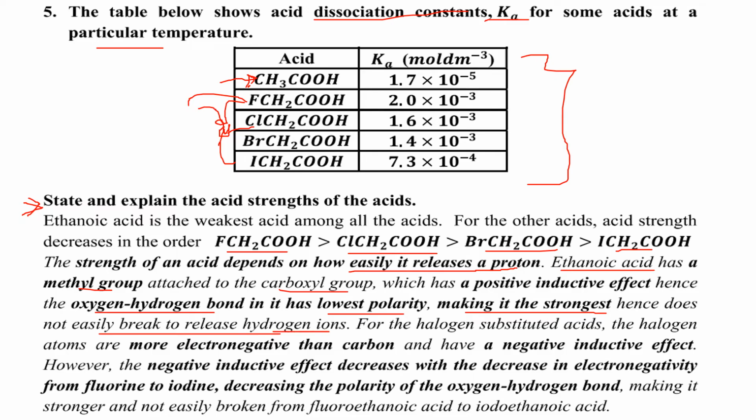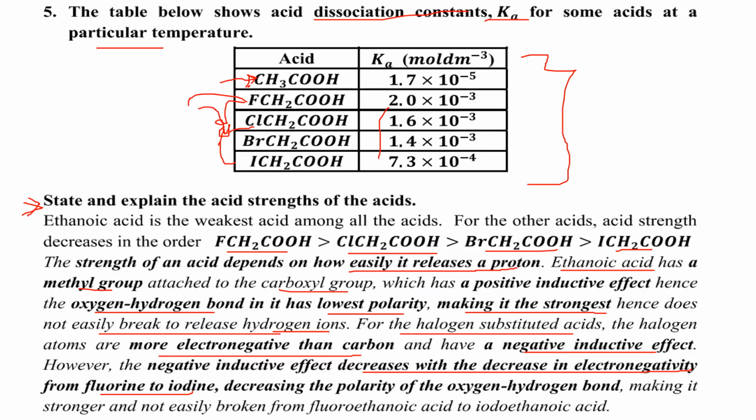However, for the other compounds which have halogen atoms, which we can call halogen substituted acids, the halogen atoms are more electronegative than the carbon atom, and therefore a negative inductive effect is going to be exerted in such compounds. The negative inductive effect is going to decrease with the decrease in electronegativity. That means that fluorine, which has the highest electronegativity, is going to be more acidic as compared to others. So the negative inductive effect decreases with a decrease in electronegativity, and that happens from fluorine to iodine.